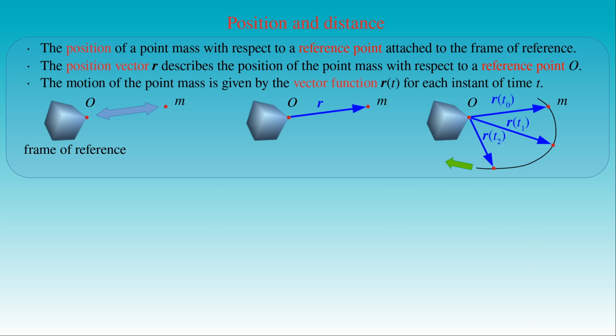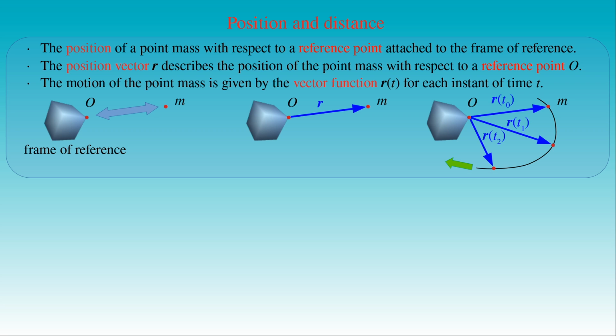Then the momentary position of the body is given by the vector function r(t) for each instant of time. The parameter of the vector function r is the time t. As time passes by, the vector function always gives another position vector pointing to the moving body for a given time t. Here the position vectors at the times t0, t1 and t2 describe the momentary position of the point mass m on its path or trajectory as it moved along the curve. All three position vectors determine the location of the point mass with respect to the reference point O.